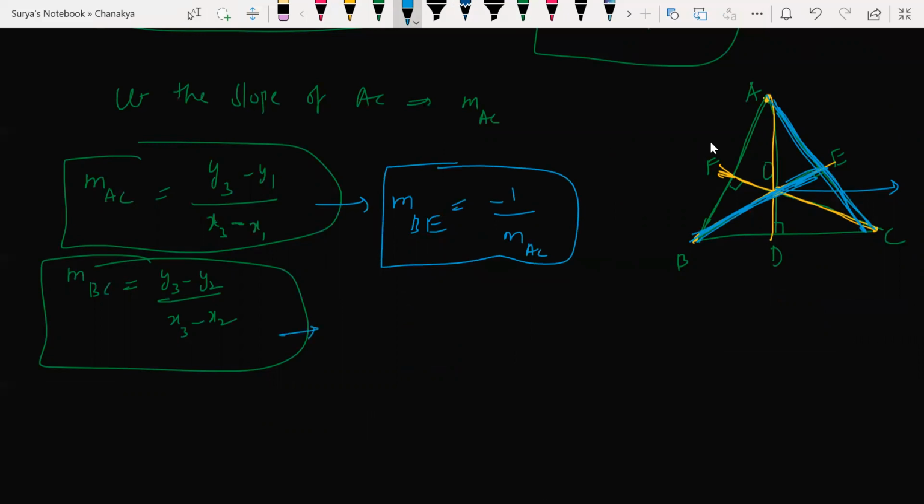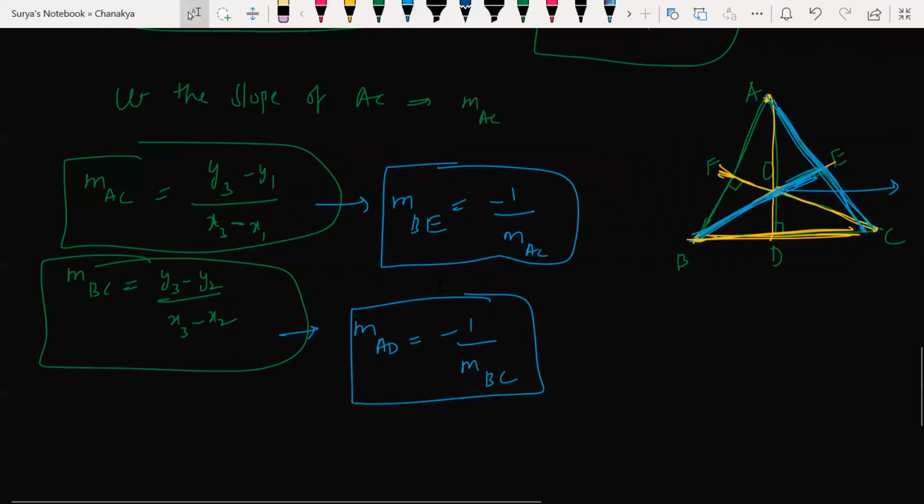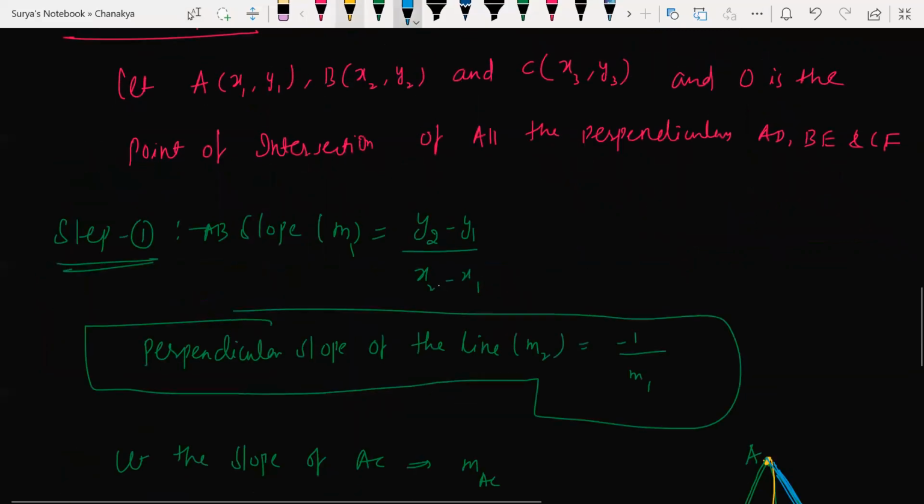Now BC, we found BC. What is the BC here? This BC, right? Now which line is perpendicular to this? AD, right? AD or not? Correct. Slope of AD is going to be what now? -1 by slope of BC. Very simple. BC.